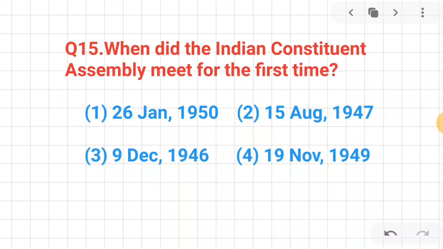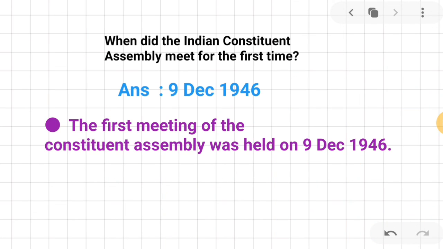The last question. When did the Indian Constituent Assembly meet for the first time? The correct answer is December 9, 1946. The first meeting of the Constituent Assembly was held on 9 December 1946.